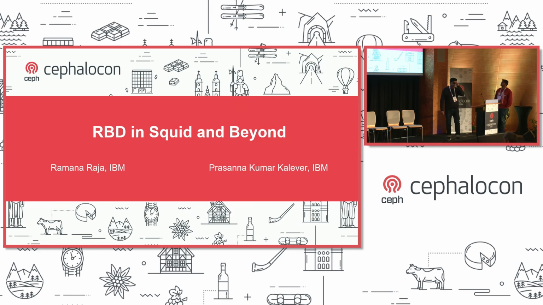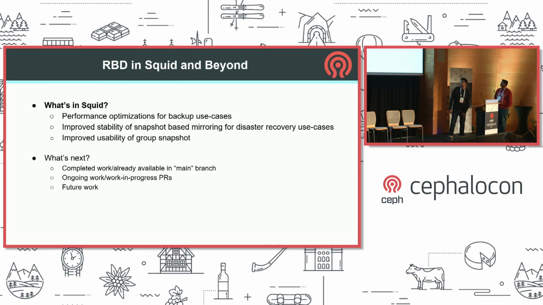So today we'll go over RBD's features and enhancements and important fixes that are in the Squid release and the future plans for RBD. So what's in Squid? We have performance optimizations in RBD that is good for a backup use case. We have rigorously tested the snapshot-based mirroring feature and provided important fixes for this Squid release, and it's an ongoing effort to stabilize this feature. And we also improved the usability of group snapshot.